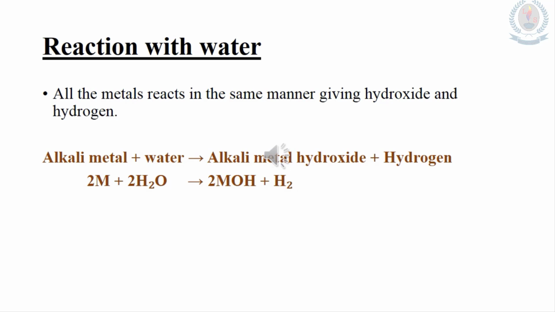When we talk about the reaction of these metals with water, all the metals react in the same manner, giving hydroxide and hydrogen. If you take a look at these equations, you can easily understand how each alkali metal is going to make an alkali metal hydroxide with the water. The only difference between the reactions is going to be the speed of the reactions. As we know, when we go down the group, the metals become more reactive. Therefore, reactions also occur more rapidly.